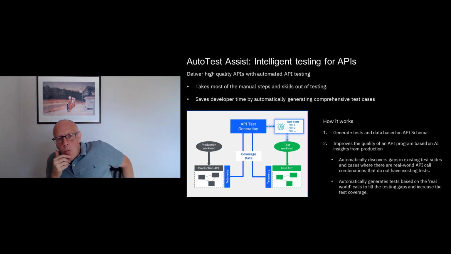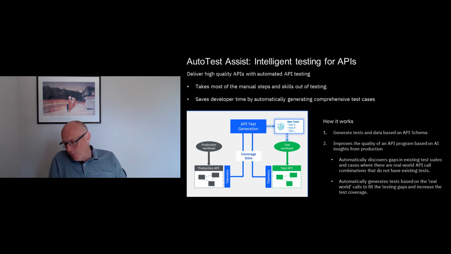So if we think about what we're actually describing here, how does this actually work? Well, it has a number of features within Auto Test Assist that enable you to accelerate your testing. So the first thing that it does is it looks at your API schema, your open API spec that you've created for that API, and will generate tests and data based on all the different paths it can see from that open API definition. That gives you a good unit test capability, if you like, of what that API is and all the different paths that we can see for it.